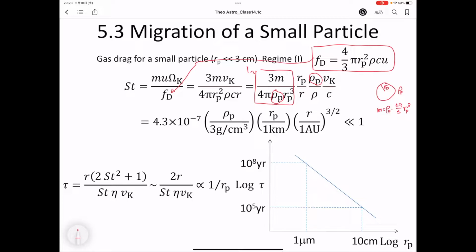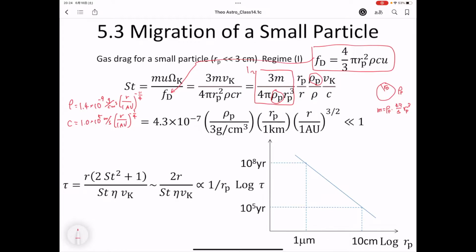Then we use a Hayashi model. The Hayashi model shows the density of a gas is expressed as 1.4 times 10 to the minus 9 grams per cubic centimeter times R over 1 AU, with the power index minus 11/4. And the sound speed is expressed as 1.0 times 10 to the 5 meters per second times R over 1 AU to the minus 1/4. Sound speed is a decreasing function with distance from a central object.